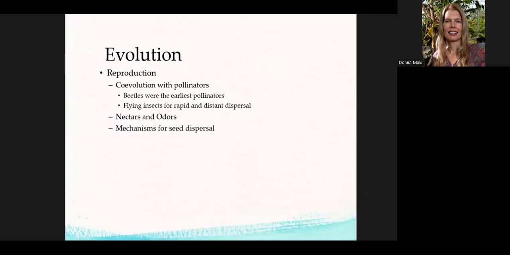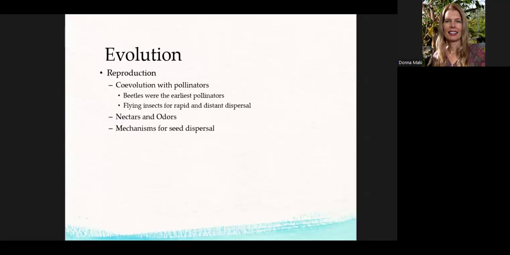Okay, so I wanted to talk a little bit about angiosperms and their evolution and the fact that they're incredibly successful. They're the most dominant plant on Earth. One of the reasons for that is the idea that they have partnered up with pollinators in order to get successful pollination to occur.